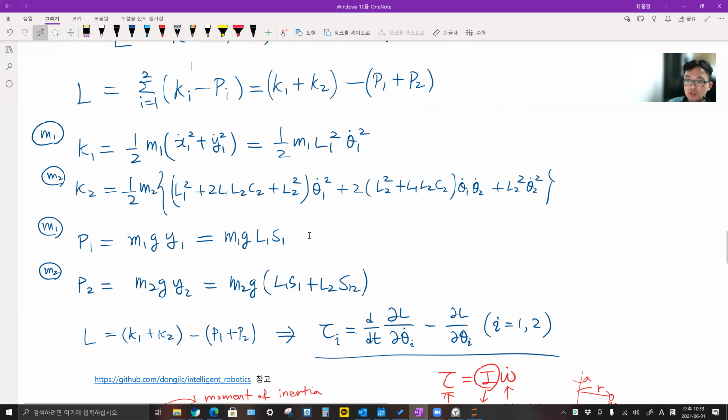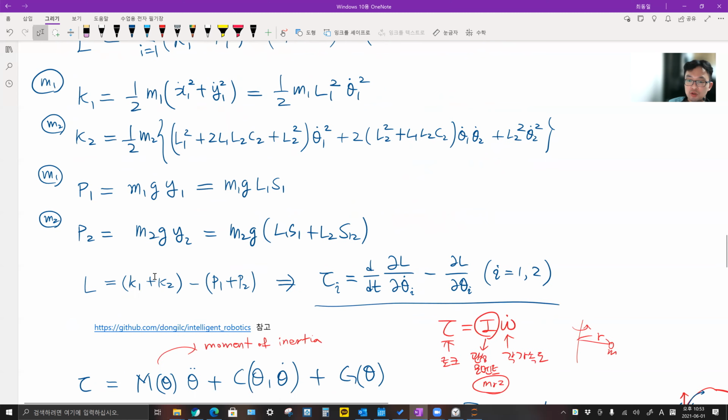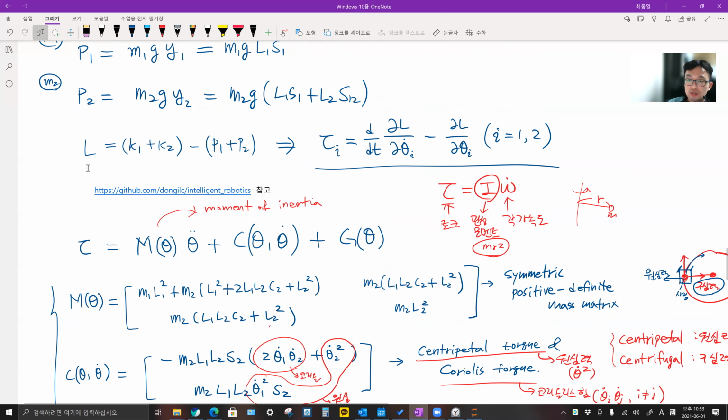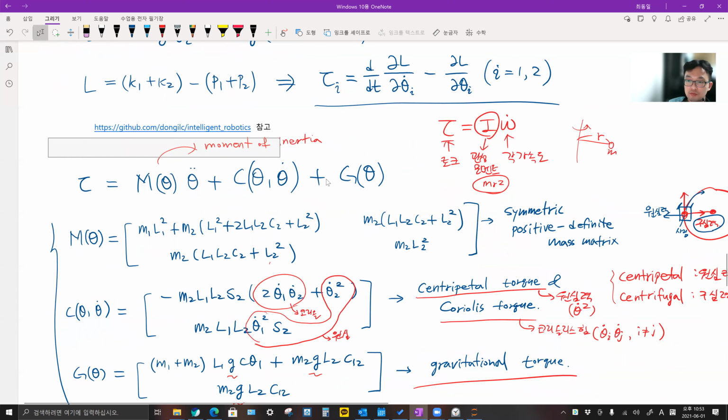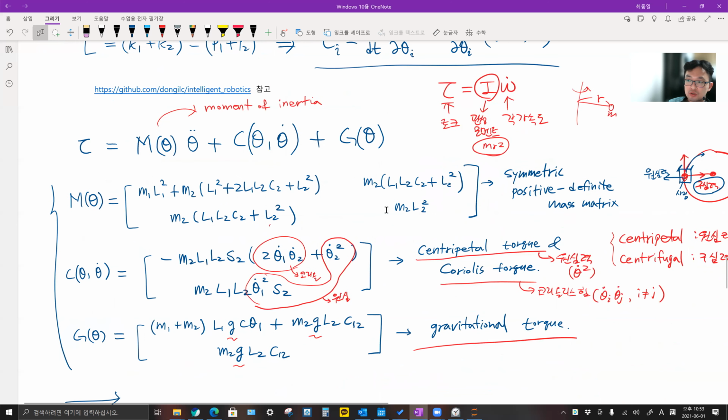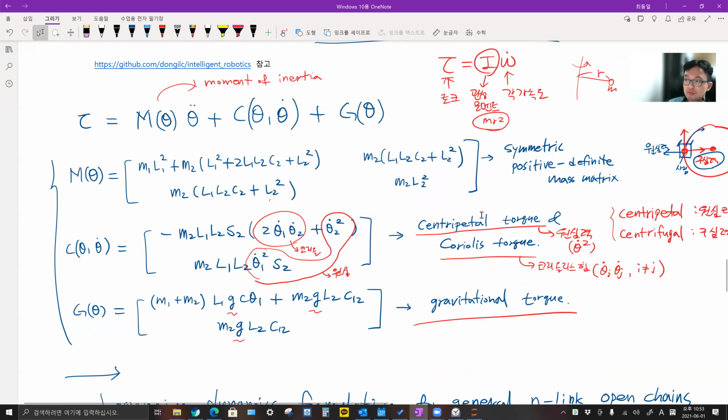So this one is kinetic energy 1, kinetic energy 2, this one is potential energy 1, potential energy 2. If we calculate L, then when i equals 1 and i equals 2, we can calculate this equation, the inverse dynamics equation. So the result is like this.